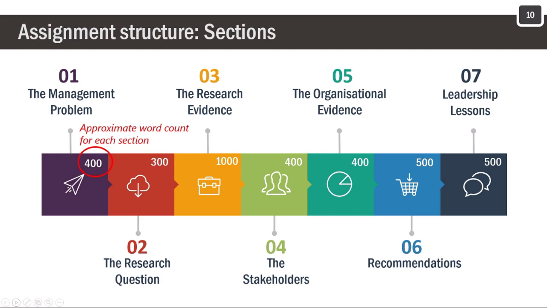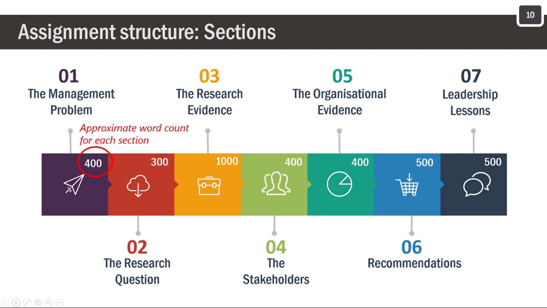In section 3, research evidence, you will need to describe your search for the academic research evidence that is relevant to your question, and then you need to critically appraise and summarize this evidence, outlining the key points that will form the basis for your recommendations. In the 4th section, the stakeholders, you will need to identify the stakeholders relevant to your problem and their interests.